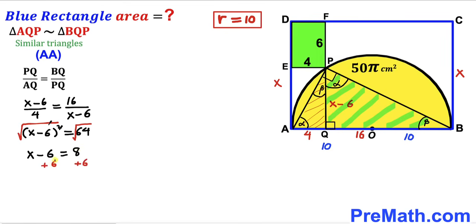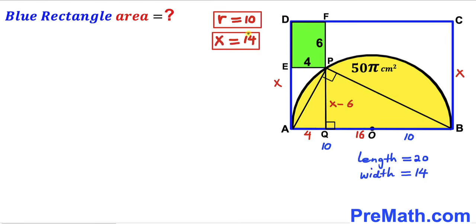And now we are going to add 6 on both sides. This 6 and negative 6, they are gone. So therefore our width x turns out to be 14 centimeter. So the width of this blue rectangle turns out to be 14. So thus we conclude that the length of this blue rectangle is 20 centimeter because the length is same as this diameter. And the width x value we just figured out is 14.